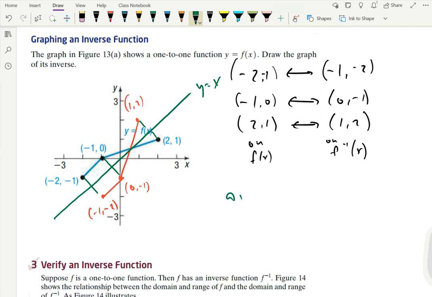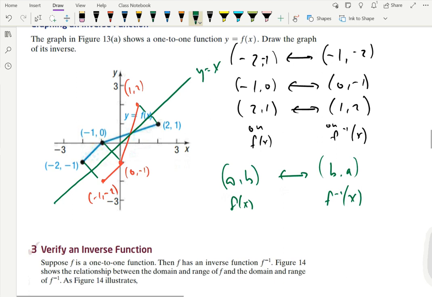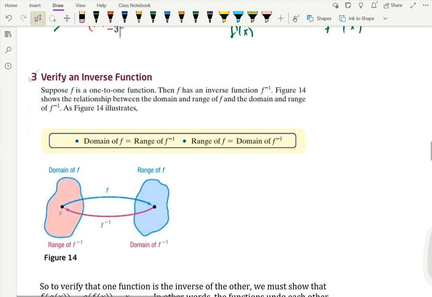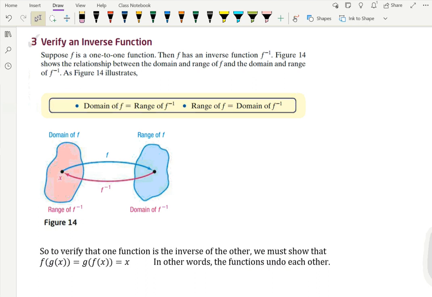So again, to repeat the idea, if (a, b) is on f of x, then (b, a) must be on f inverse of x. That is our overall concept as far as our inverse function. Another illustration here, if we want to verify an inverse function: let's suppose that f is indeed a one-to-one function. Then f has an inverse function. We call that f inverse, f with the negative one.